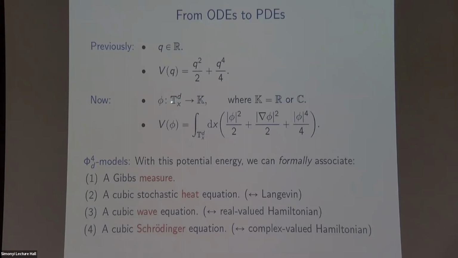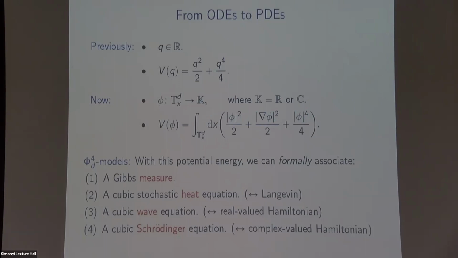My unknown will now be a function phi, which has a domain that is the d-dimensional flat torus. Here you can just think of a box with periodic boundary conditions. And it will map into a field K, which can either be R or C. These are the two fields that I allow. Then the potential energy looks pretty much like what we had before, with a mixture of quadratic and quartic terms, but they will always come under an integral. So I have an integral of phi squared, the gradient of phi squared, and phi to the 4, that's the quartic term. This looks like the natural PDE analog of what I had.